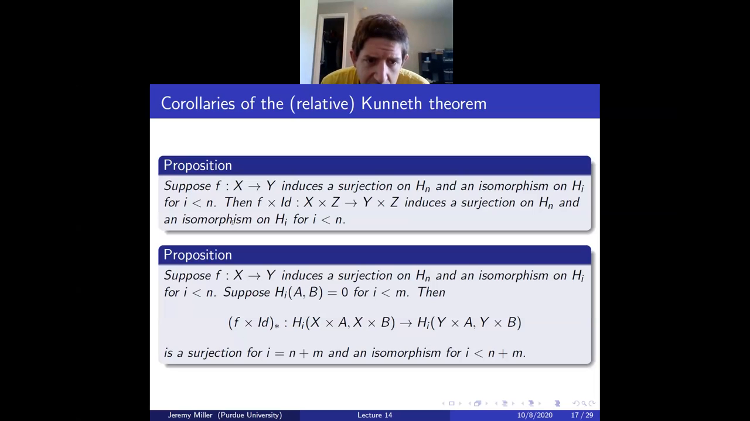And similarly, there's a version for pairs. So if you have a pair A and B, and the relative homology vanishes in a range, and a map from X to Y is an isomorphism in a range and a surjection in top degree, then if you work it out, the Lacuna theorem will tell you that the range in which this map of pairs is an isomorphism or surjection is the range for X to Y plus the range of vanishing for A and B.